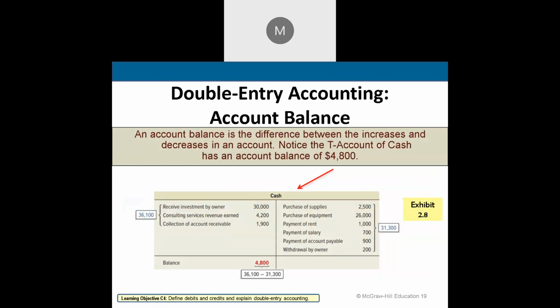On the left side of this example, you can see all the cash we received from our customer. We debit cash every time we receive cash from our customers. So again, to increase an asset account, we debit it. To decrease it, we credit it. On the right side of this T account, you can see all of the payments we have made using cash.